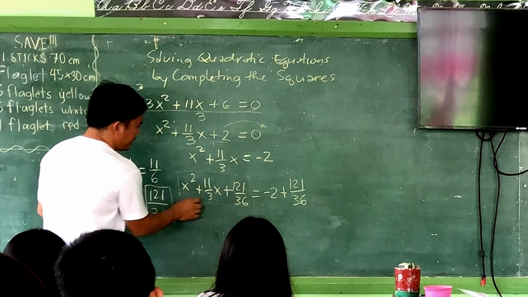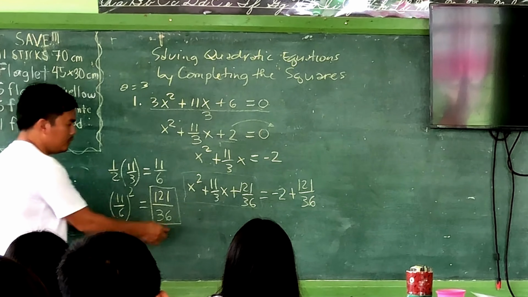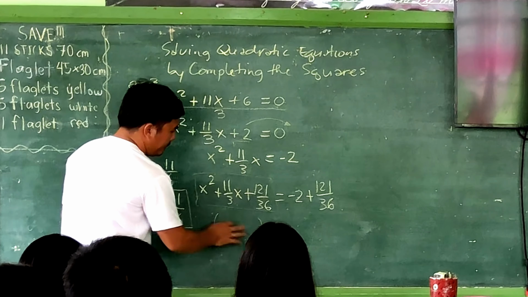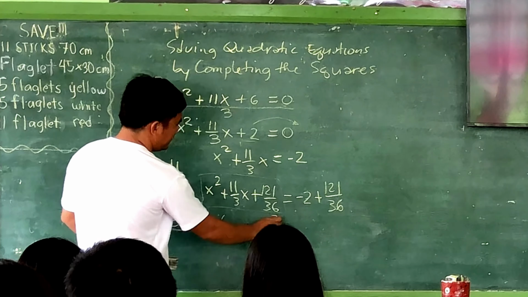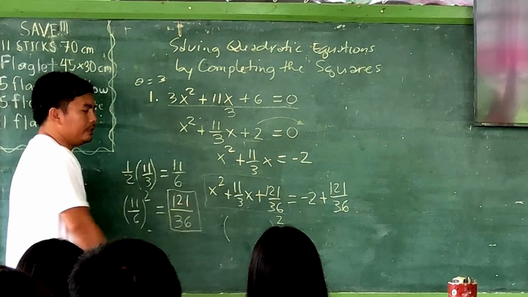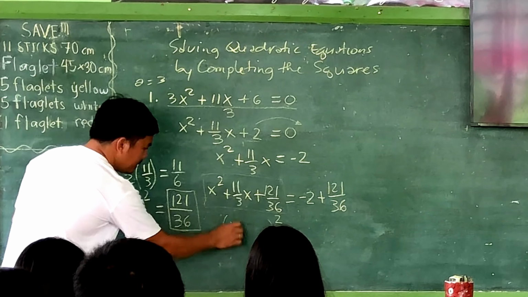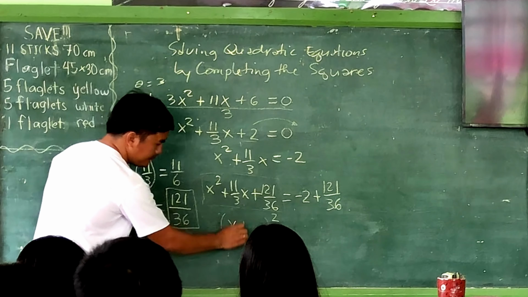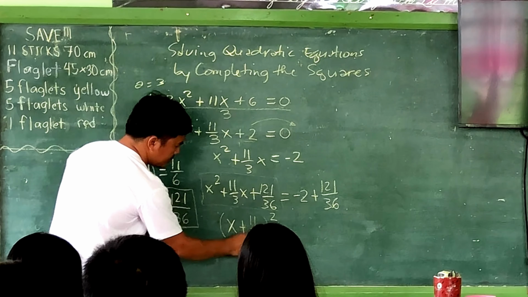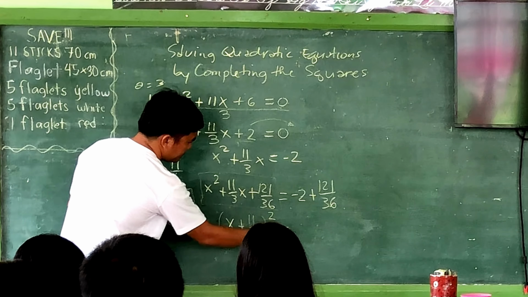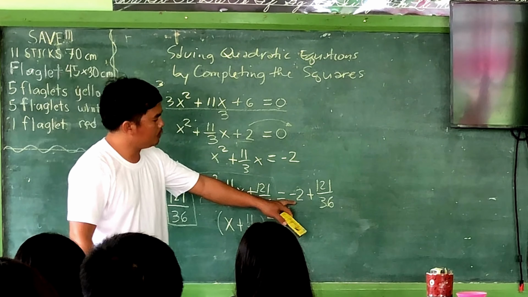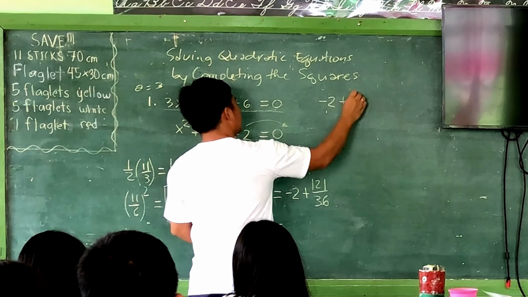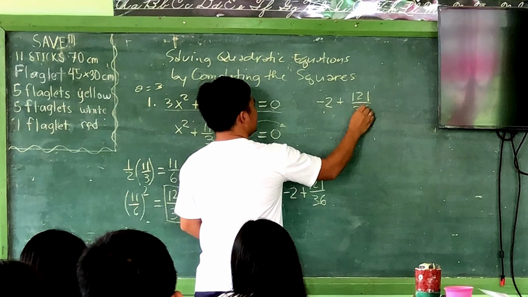Next is we're going to express this one as a square of a binomial. We're going to open and close parentheses and square here. Then, what is the variable? X. Then, what is the square? 11 over 6. So, x plus 11 over 6 squared equals negative 2 plus 121 over 36.